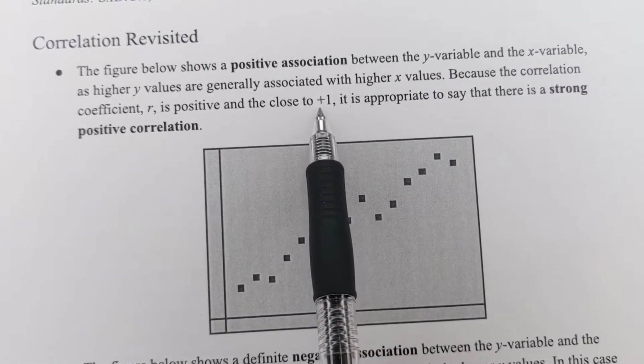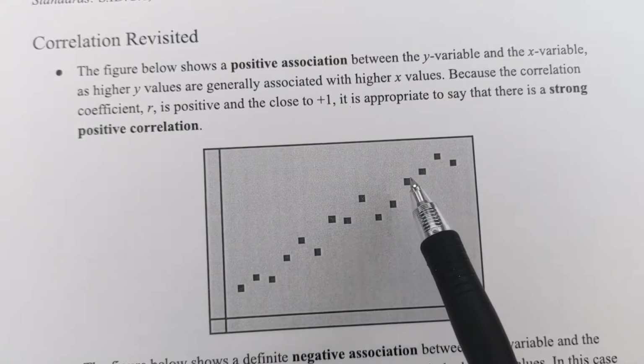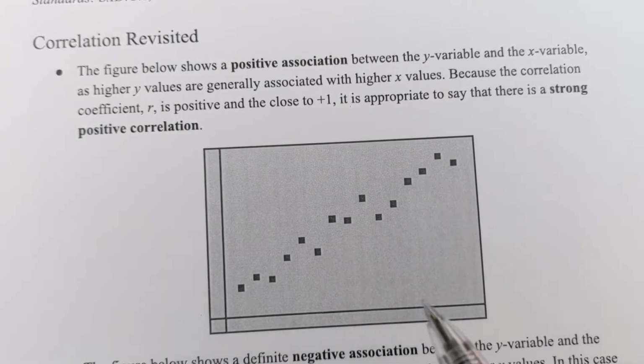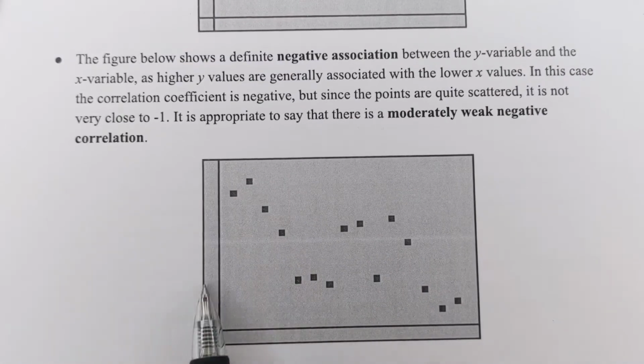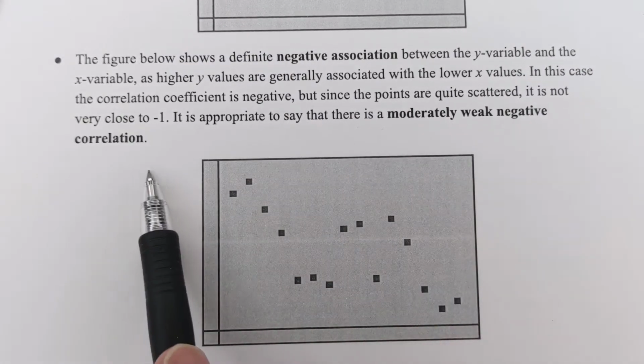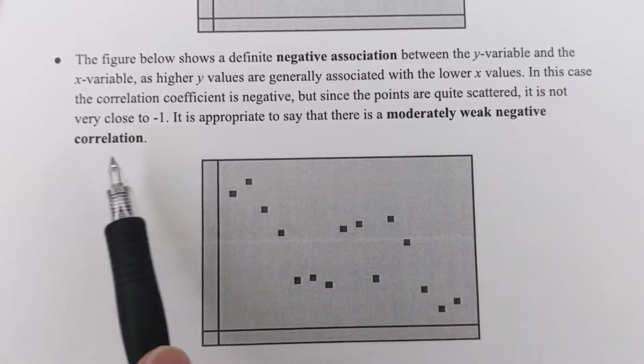So the closer r is to positive 1, the closer it lies on an exact straight line. Down below, you have a negative association: as one variable increases, in this case x, the y values decrease. Since the points are quite scattered, it's not close to -1, so we'd probably say a moderately weak negative correlation.